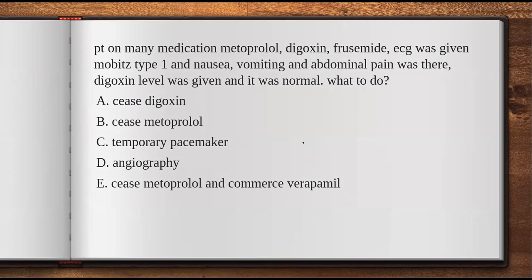Now this will be our today's last question to discuss. So patient on many medications, metoprolol, digoxin, furosemide, ECG was given with a Mobitz type 1 block. Mobitz type 1 is one of the heart blocks.